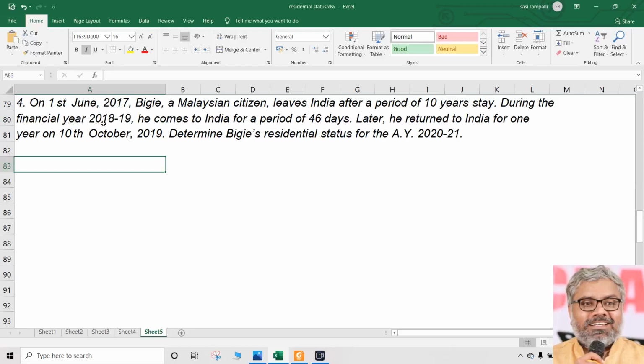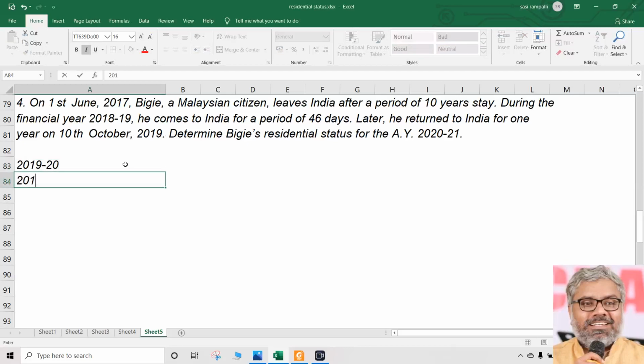And during the financial year 2018-19, it is mentioned, he came to India for a period of 46 days. Later, he returned to India for 1 year on 10th October 2019. That is our previous year. Determine BG's residential status for the assessment year 2020-21, which is once again our assessment year. So here also same thing. We need to better go backwards. 2019-20 is our previous year. So 2018-19 is the year before that.